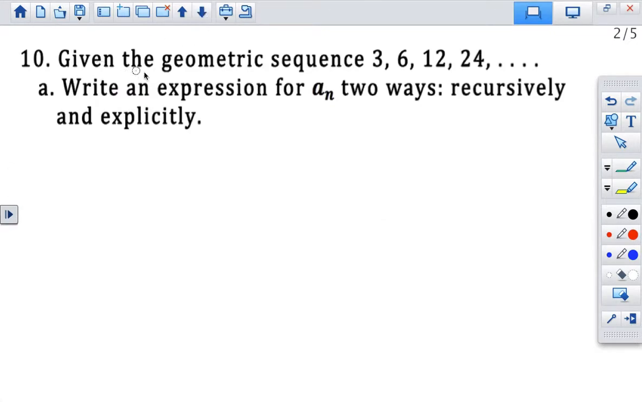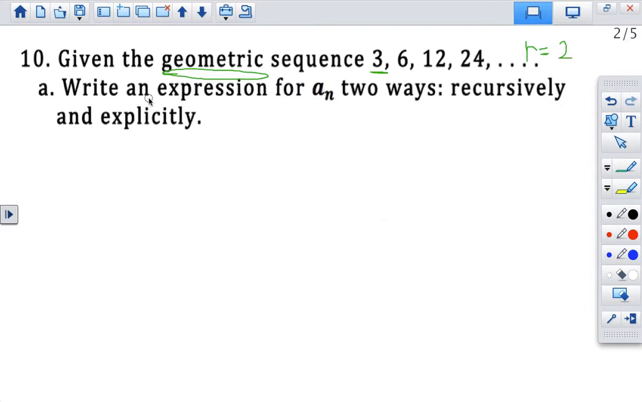You have the geometric sequence 3, 6, 12, and 24, and all we need to do is write the formula recursively and explicitly. Well, before we do that, we need to figure out what our first term is. Our first term is 3, and we need to figure out what our common ratio is. I know it's a common ratio because they tell us it's a geometric sequence right here. So with the ratios, you take the second term divided by the first term, and in this case, we could do 6 divided by 3, or 12 divided by 6, or 24 divided by 12. Either way, we're going to get a 2 for our common ratio.